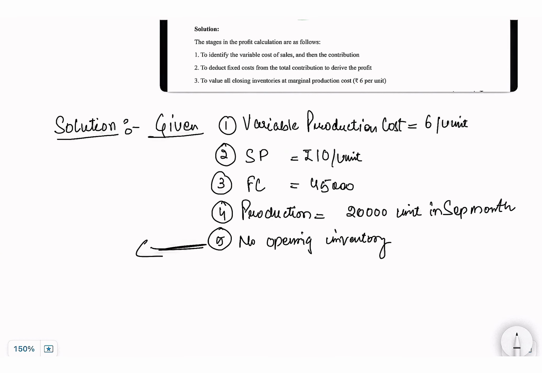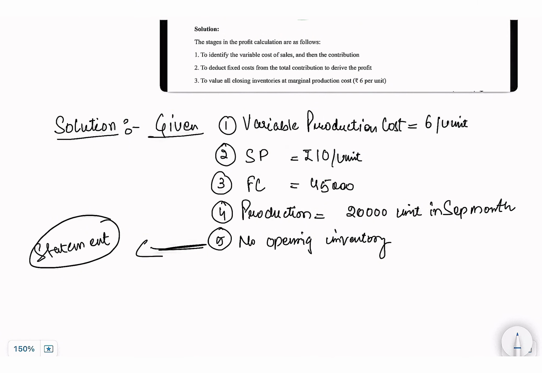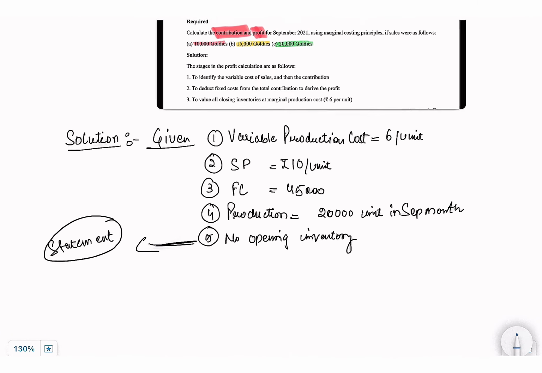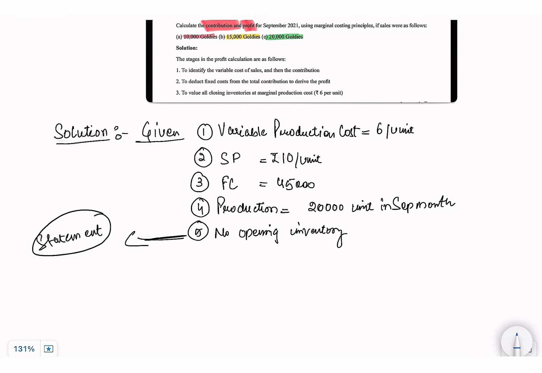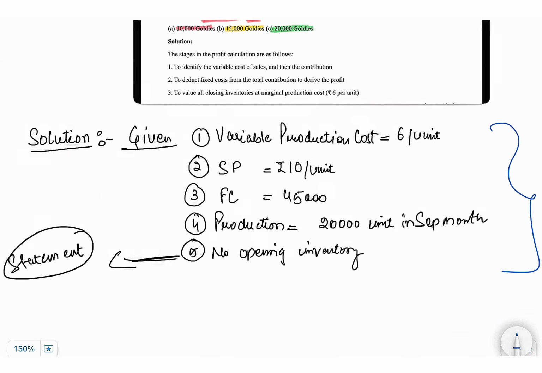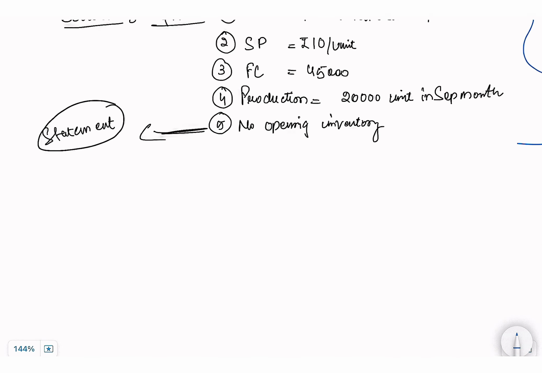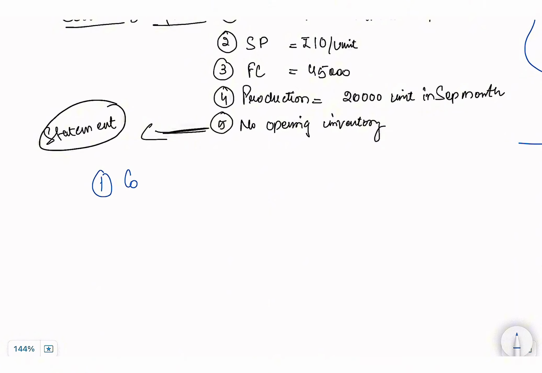Okay, now fifth point, no opening inventory. This point is helpful when we make the statement. That's why I'm writing here so that all the things are clear. Now let's solve step by step. So these are the points which are given in the question. What we have to find first is contribution and then profit according to the given sales. So now let's see, first is contribution.